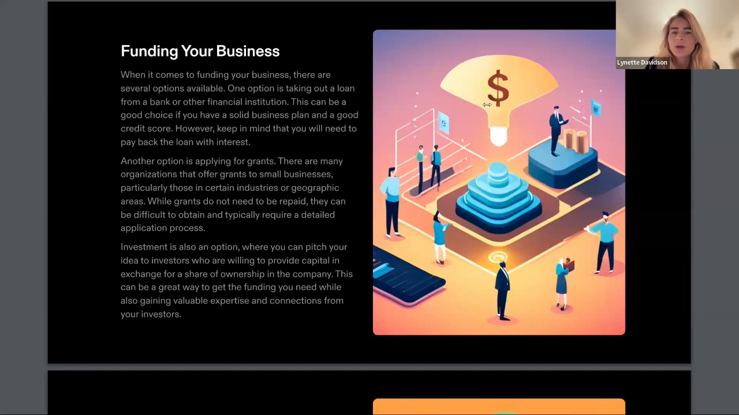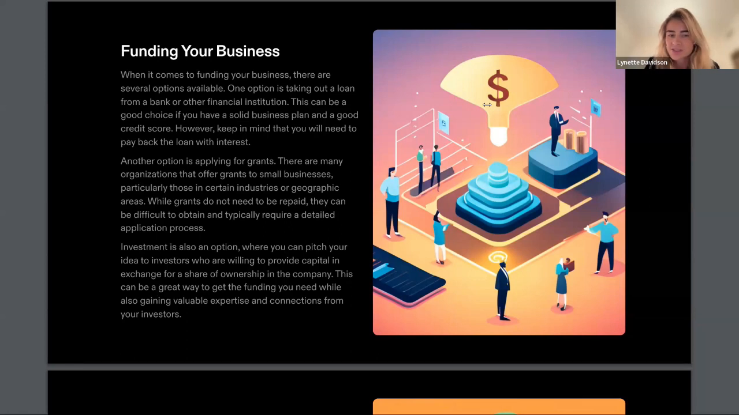Another option is that you could apply for a grant. There are many organizations that offer grants to small businesses, particularly those in certain industries or geographic areas. A grant doesn't need to be repaid, but they can be difficult to obtain, and they typically require a very detailed application process.